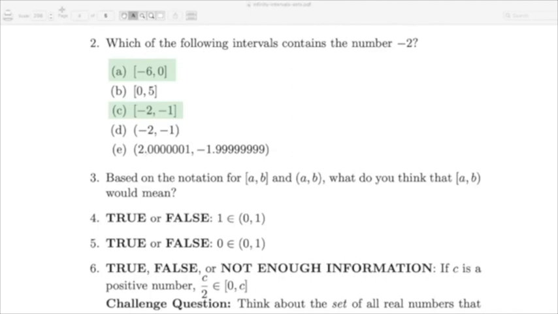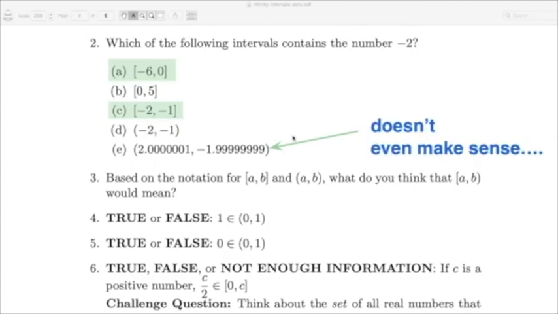This doesn't even make sense, does it? What's wrong with it? This is saying all numbers that are bigger than 2.0001 and smaller than -1.9999. But there aren't any numbers that do both of those.